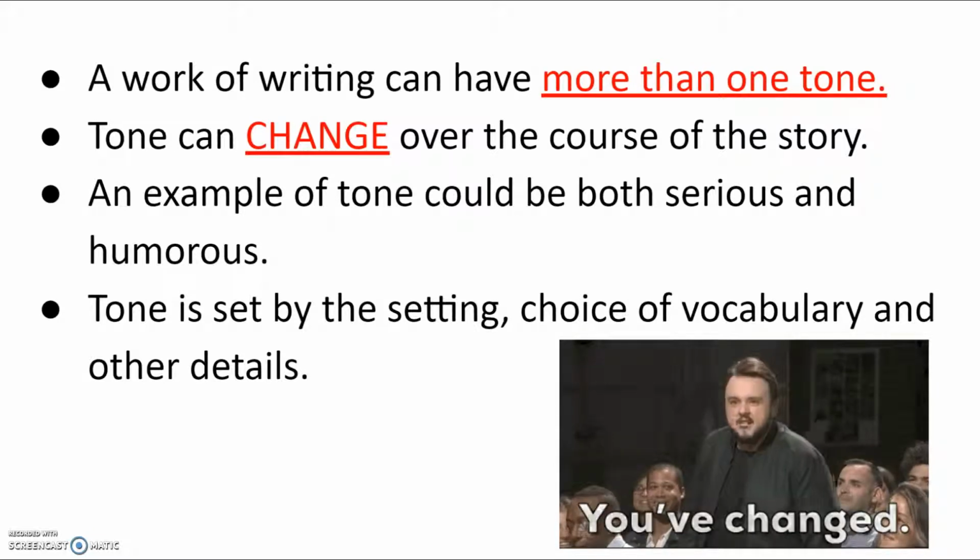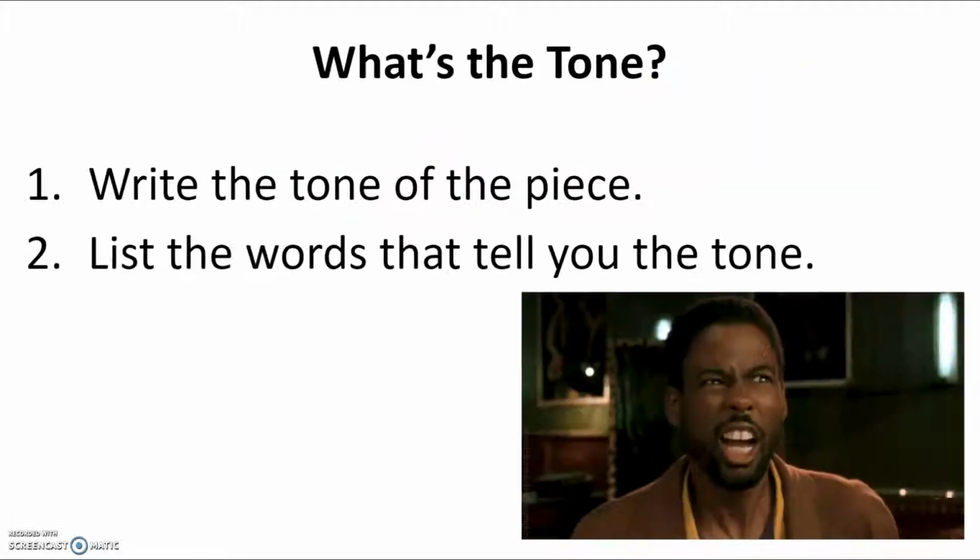How an author describes a character, or how they describe what a character does, can give you some clues as to how the author feels about his or her subject or audience. An example of tone can be both serious and humorous. Also, tone is set by setting, choice of vocabulary, and other details. The author's word choice is not an accident. An author picks words and vocabulary for a reason, and they want to tell it as part of their story.